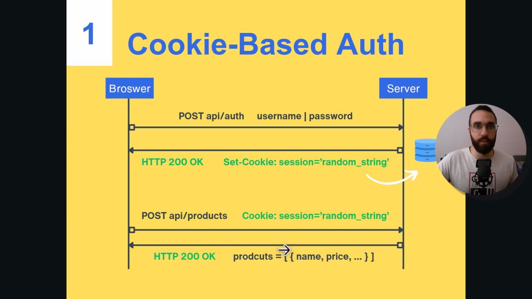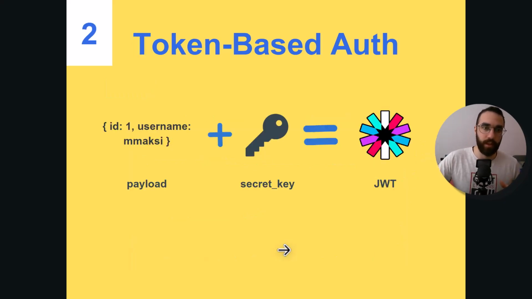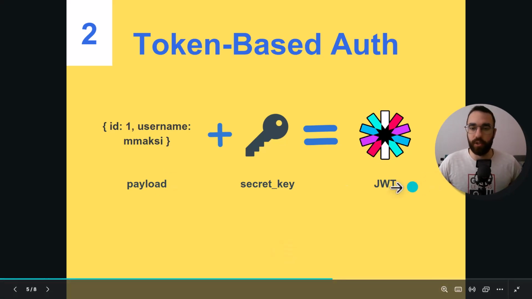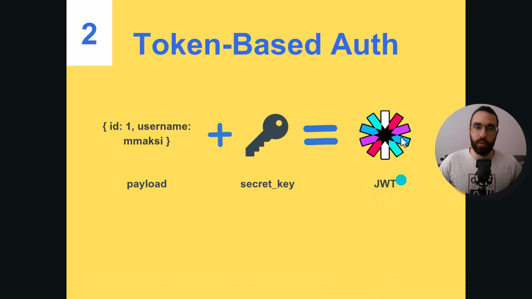And now let's move on to the next type of authentication, which is token-based authentication. In token-based authentication, mainly we have the dominant player, which is JWT, which is called JSON Web Token. So it works like this. We have something called payload. The payload can be any piece of information, but it has to be non-sensitive information. I will show you later why it must be non-sensitive.